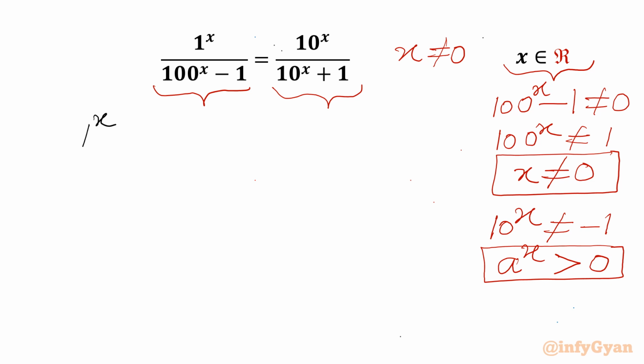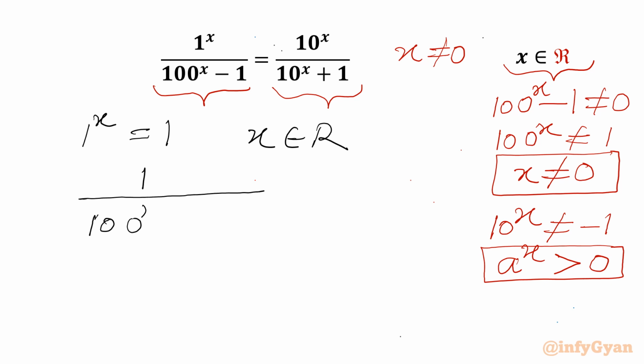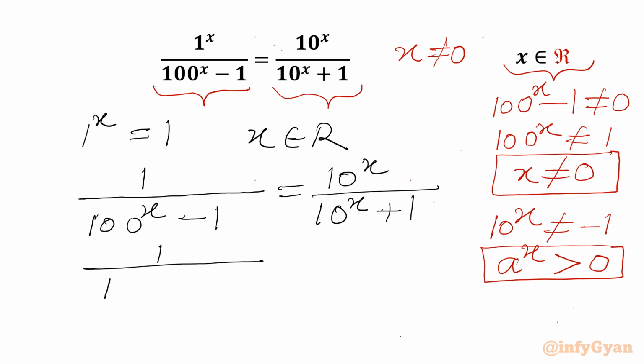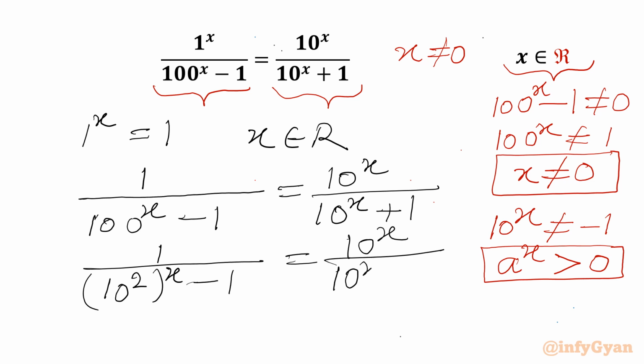Now 1 power x will be equal to 1 when x belongs to real numbers. So I can write my equation as 1 over 100 power x minus 1 equal to 10 power x over 10 power x plus 1. Now we can write 100 as 10 square. So 1 over (10 square) whole power x minus 1 equal to 10 power x over 10 power x plus 1.